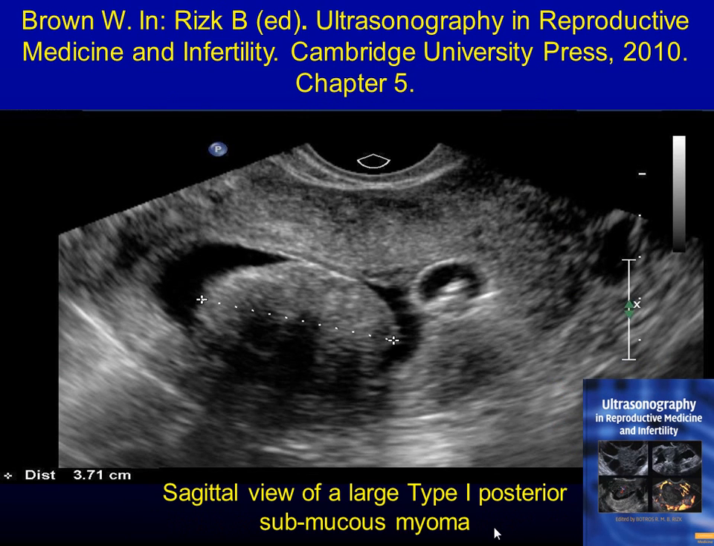Look at the sagittal view. So sagittal view, the fundus now is on this side and the cervix is on that side, and this is your balloon that fills with saline or water. This is the anterior wall, the front towards the abdominal wall. This is the posterior wall, and she has what? She has a submucosal fibroid.